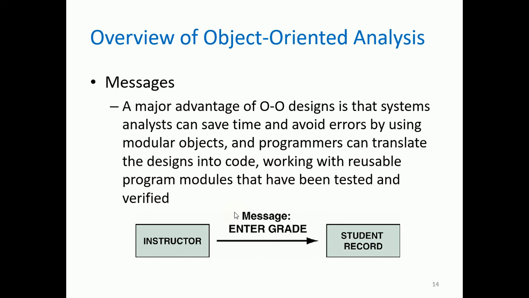So next, as we have for the messages, a major advantage of OO designs is that systems analysts can save time and avoid errors by using modular objects, and programmers can translate the designs into code working with reusable program modules that have been tested and verified. So we have an example. The message is enter grade. So the instructor will enter grade to the student record.